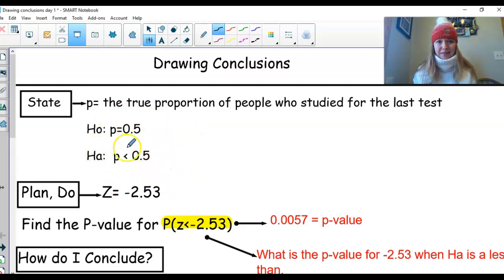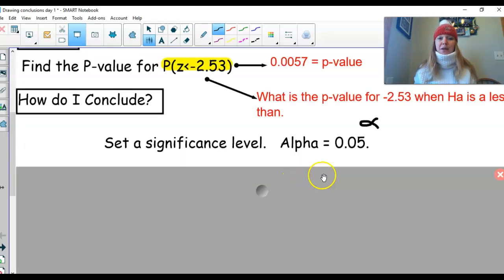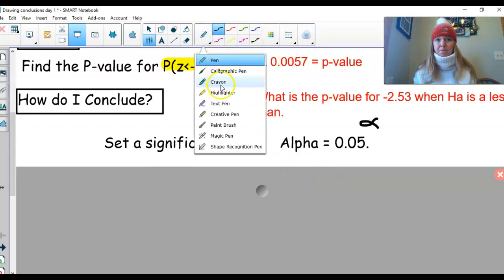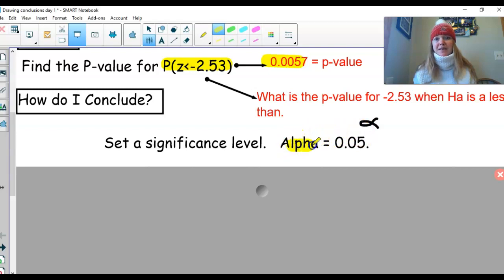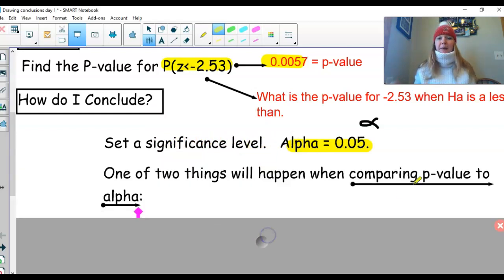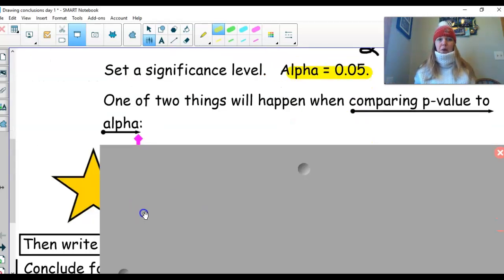Do I have evidence that less than 50% of people studied for the last test? So what we do is we use this p-value and this alpha, and that's going to help us decide. One of two things will happen: the p-value will be less than alpha, or the p-value will be greater than alpha. In our case, we compare our p-value to alpha, which is 0.05. Whenever I conclude, I set a significance level and then compare the p-value to alpha.